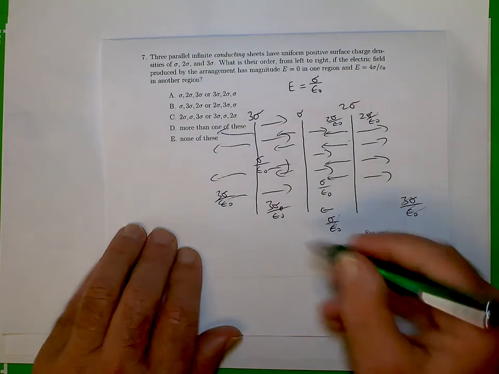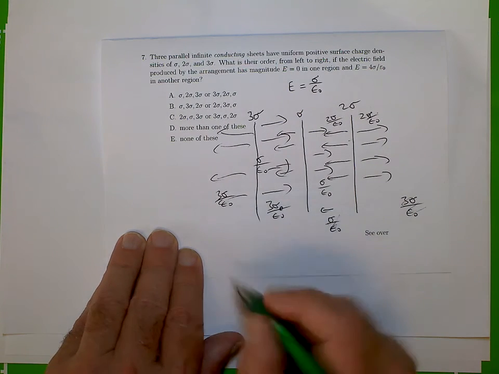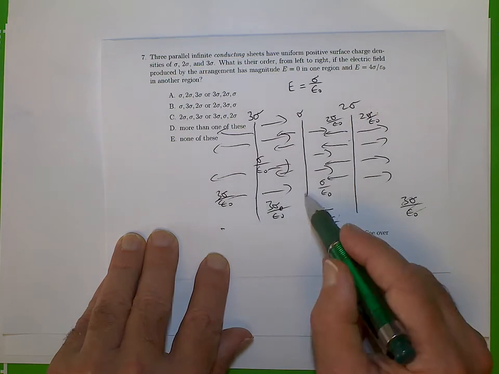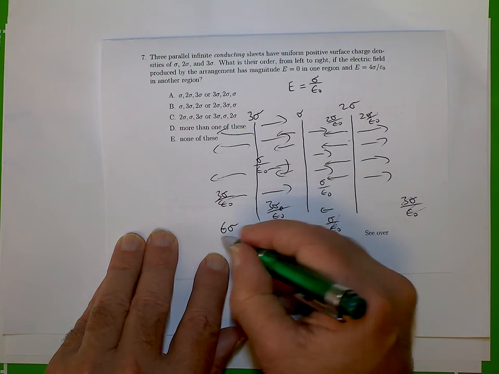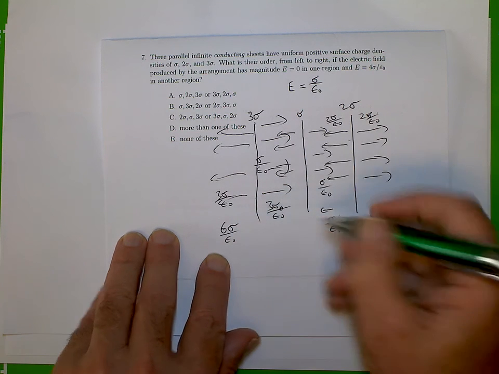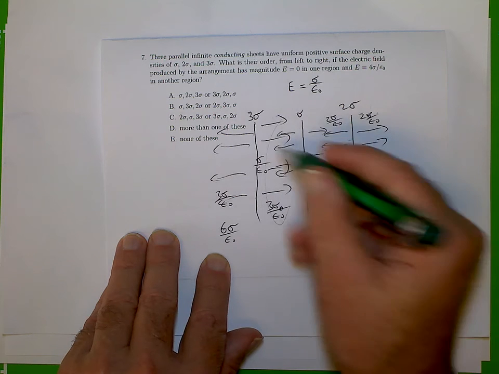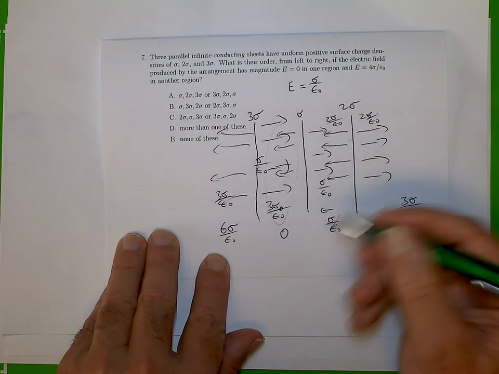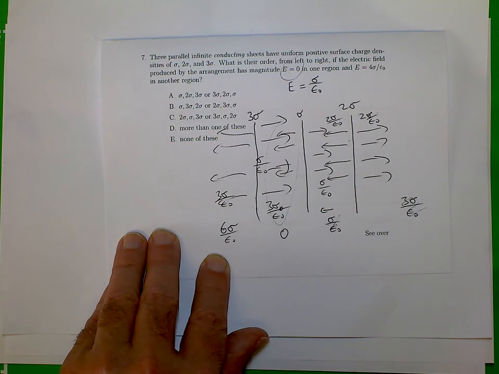So now let's look at the regions. In this region over here, we've got the field from that one plus the field from that one plus the field from that one, so that's going to be 6 sigma over epsilon naught. In this region here, we've got 3 going that way and 1 and 2 going that way, so it's 0. So at least we've satisfied one of our requirements.